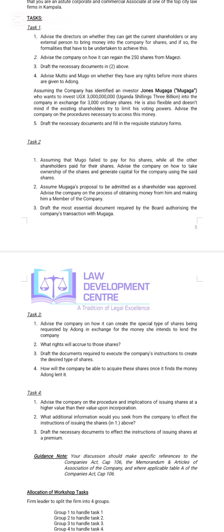Assuming the company has identified an investor, Jones Mgaga, who wants to invest Uganda shillings 3 billion into the company in exchange for 3,000 ordinary shares, and is also flexible and does not mind if the existing shareholders try to limit his voting power. Advise the company on the procedure necessary to access this money, draft the necessary documents and fill in the requisite statutory forms.